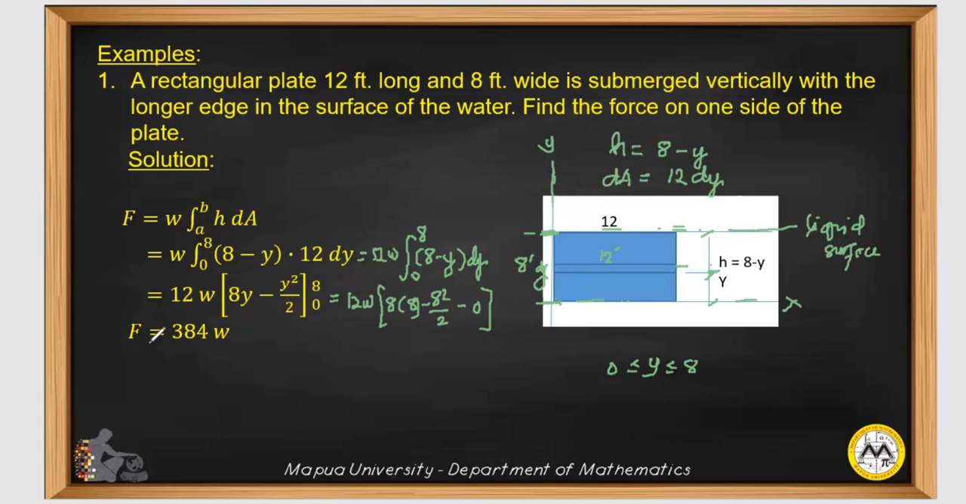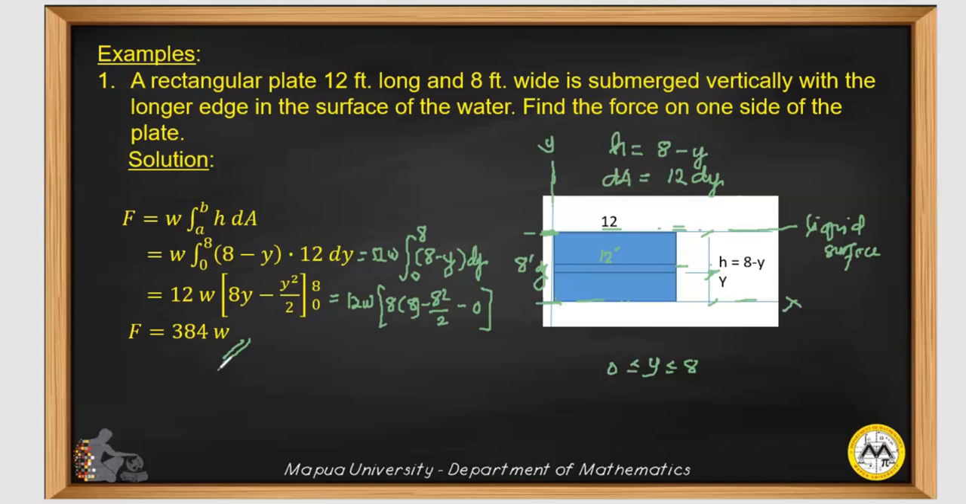And the force due to liquid pressure is 384w. So the force due to liquid pressure is in terms of the weight density of the liquid. Now, of course, if the numerical value of the weight density of the liquid is given, then just substitute the numerical value of w and then compute for the force due to liquid pressure.